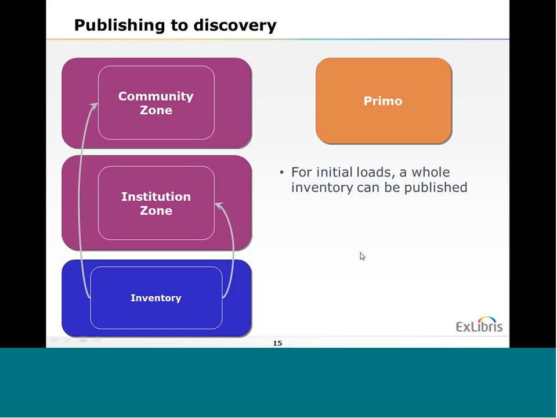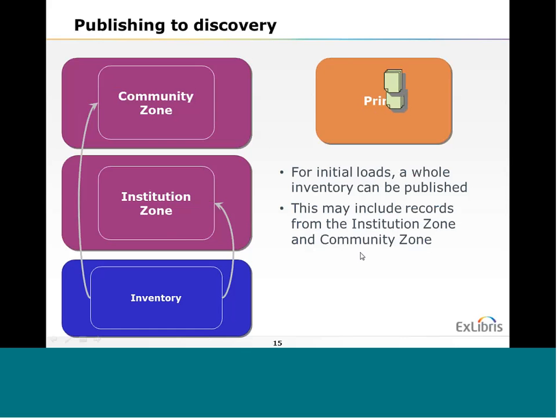For the initial load, we would publish a full inventory. And this would be all of the bibliographic records attached to your inventory. And these would be whether the bibliographic records are in the community zone or the institution zone, either one. If they're attached to your inventory, they'll be published to Primo.